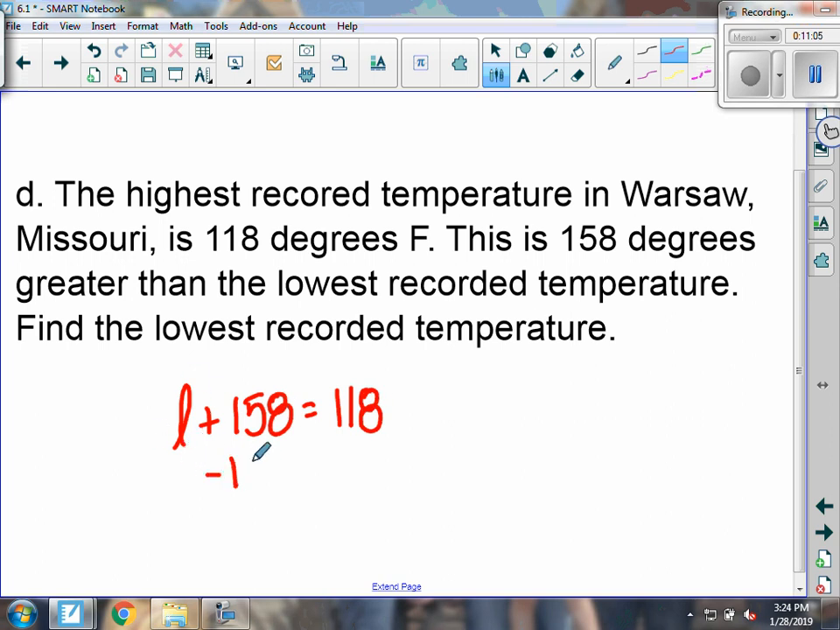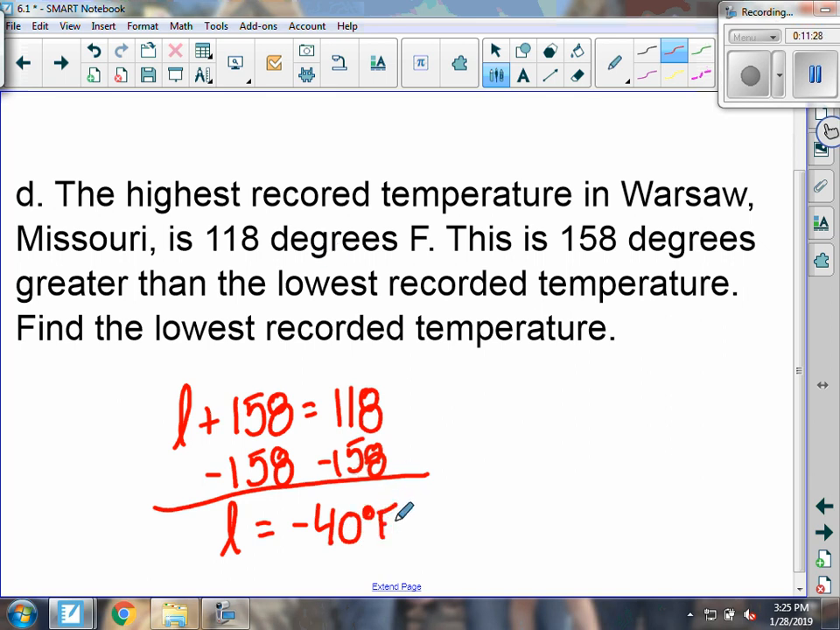So I'll subtract 158 from both sides. If you have a calculator, please plug it into your calculator. So my lowest temperature is 118 minus 158, which is going to give me negative 40. Negative 40 what? Degrees Fahrenheit. So there's my final answer. Again, I have all three parts: my expression, what I'm doing to both sides, and my final answer.